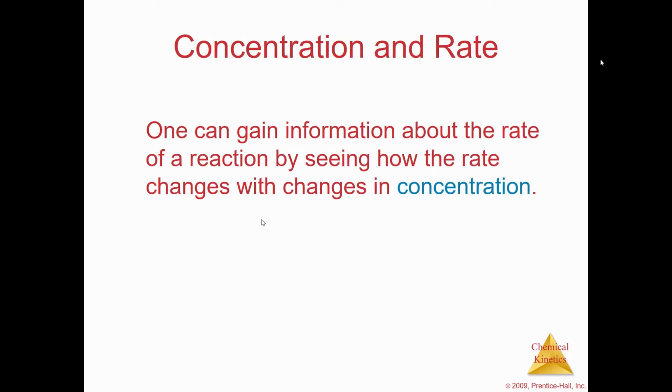Now, we can also get an idea of how rate changes. Some reactants don't even affect the rate if you mess with the concentration, because maybe it's a spectator ion we don't know about. So that's the next thing we're going to look at, is called the rate law. One can gain information about the rate of a reaction by seeing how the rate changes with changes in concentration. So we're going to mess with each reactant, try to isolate the variable and see what happens.